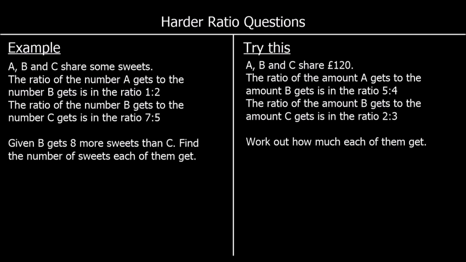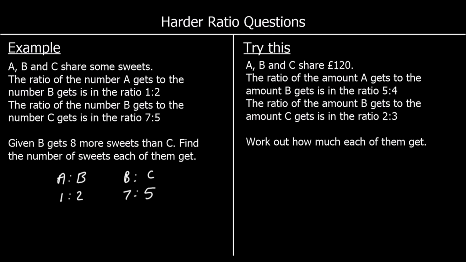Here is another question. A, B, and C share some sweets. The ratio of the number A gets to the number B gets is in the ratio 1:2. The ratio of the number B gets to the number C gets is in the ratio 7:5. So we're combining these two ratios, and then we'll answer the question after, which says, given B gets 8 more sweets than C, find the number of sweets each of them get.